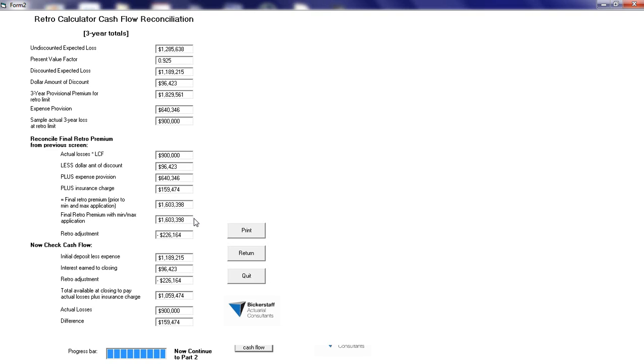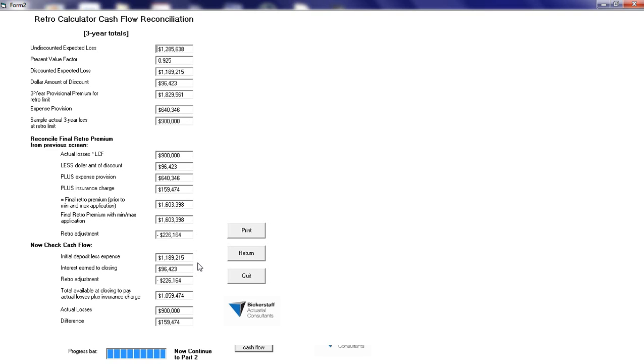So if you apply the minimum and maximum, since this is in between the two, it's the same. So what's the adjustment that the risk gets at the end of the 3 years? Well, the retro premium is $1.6 million. The provisional premium was up here, $1.8 million. So the risk gets a return of $226,000 at the end of the 3-year period.